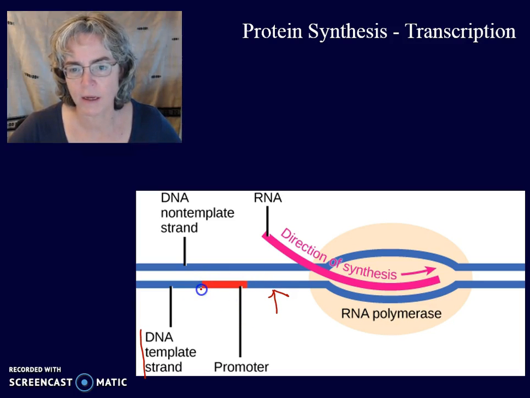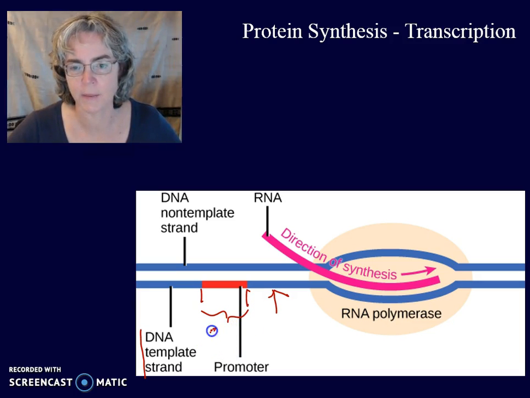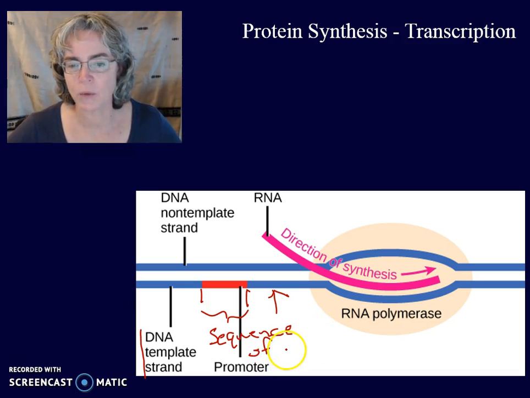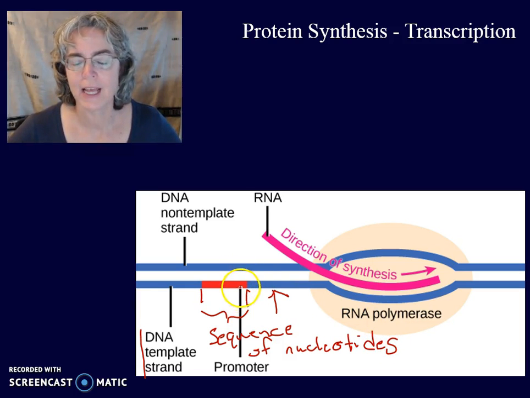Within this area right here, there is a sequence of nucleotides in what's called a promoter. And it's this promoter that signals where RNA polymerase should start transcribing a specific gene.